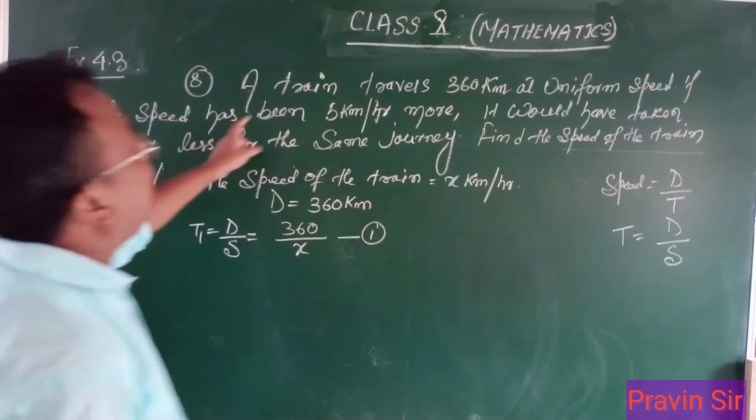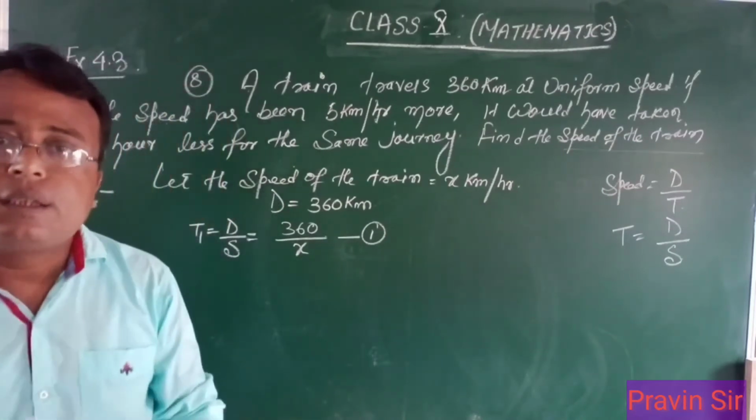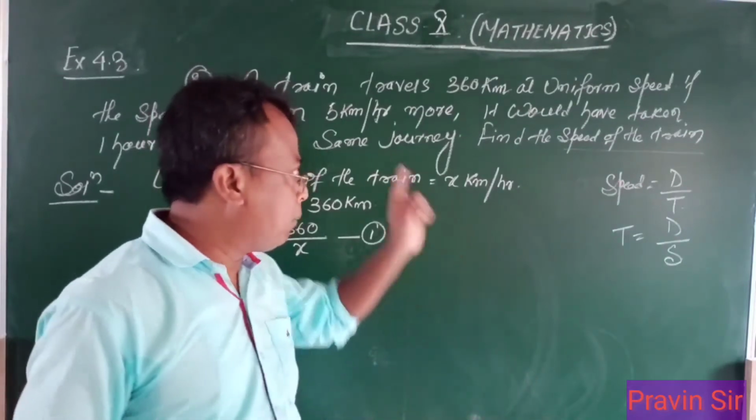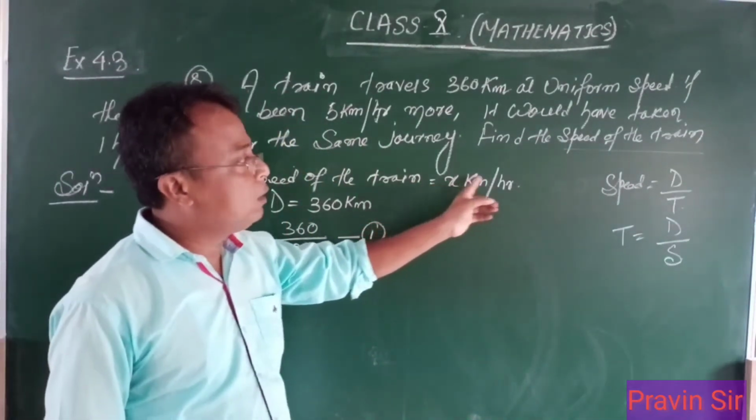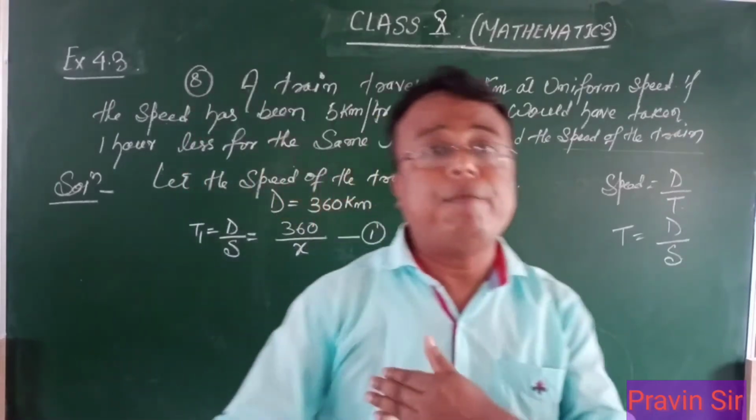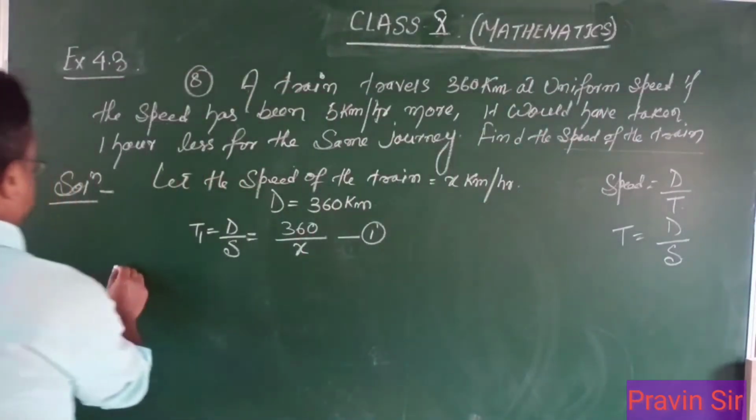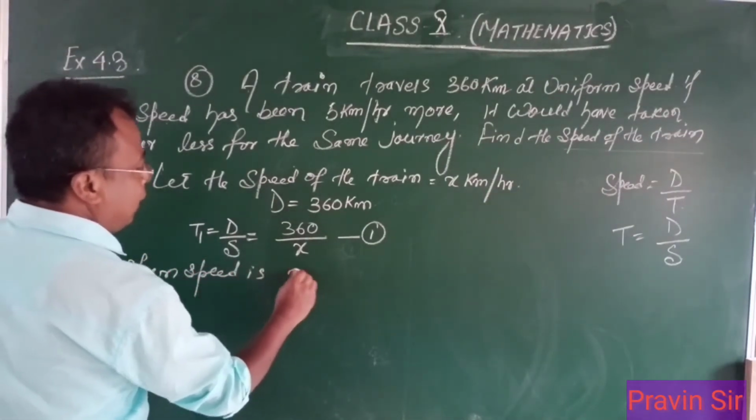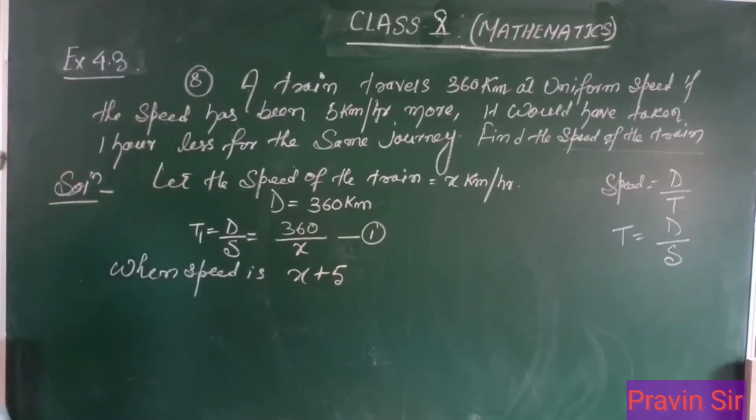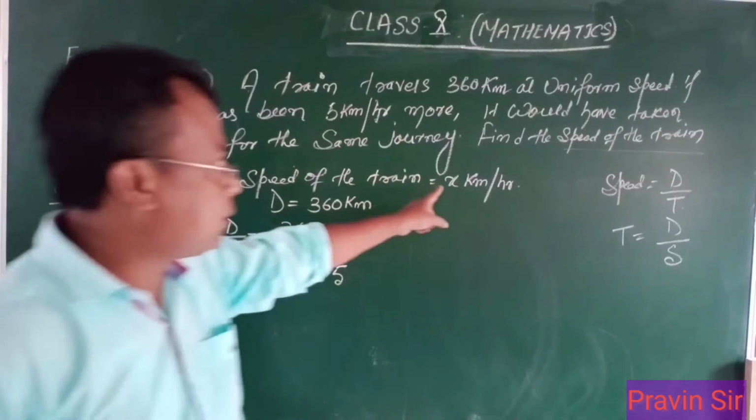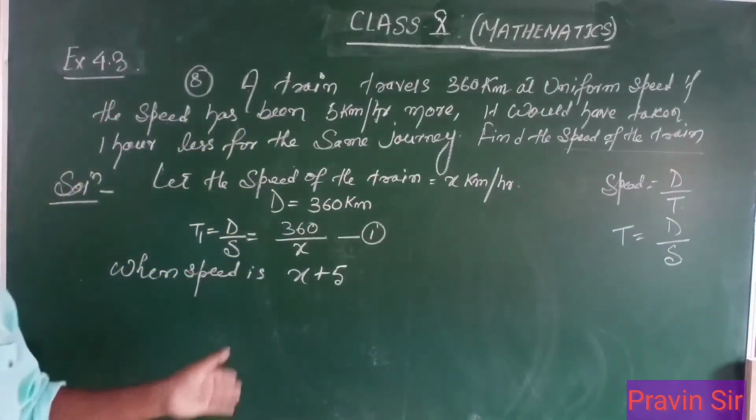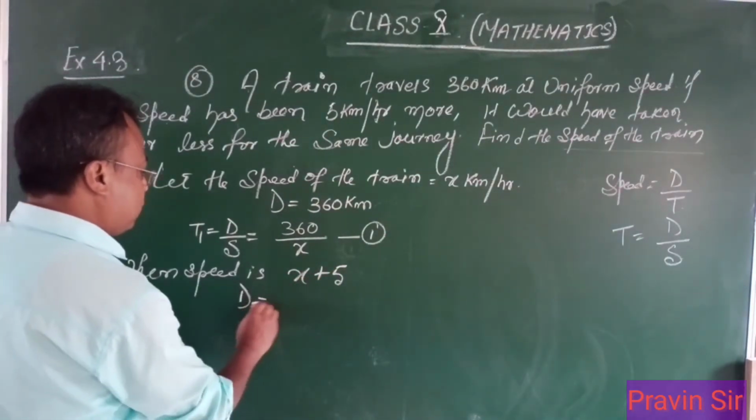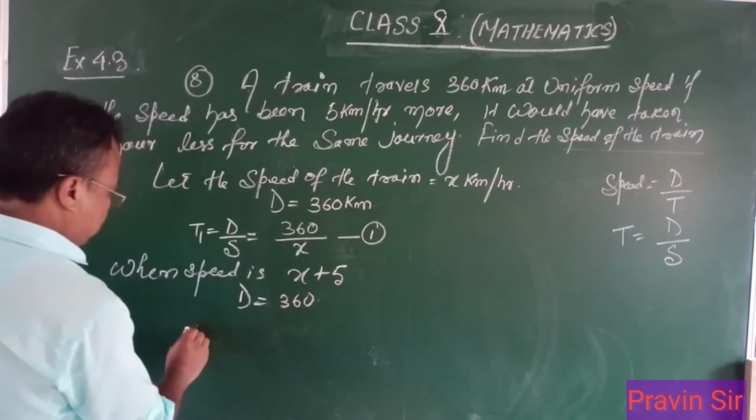If the speed has been 5 km more, okay? Now what happened? The speed is increased by 5 km. Earlier what was the speed? The speed was x km per hour. Now the speed is increased by 5 km, means x plus 5. So now when speed is x plus 5, earlier the speed was x km. Now the speed has been increased by 5 km more, so that's why it is x plus 5. And the same distance it is covering, so 360.